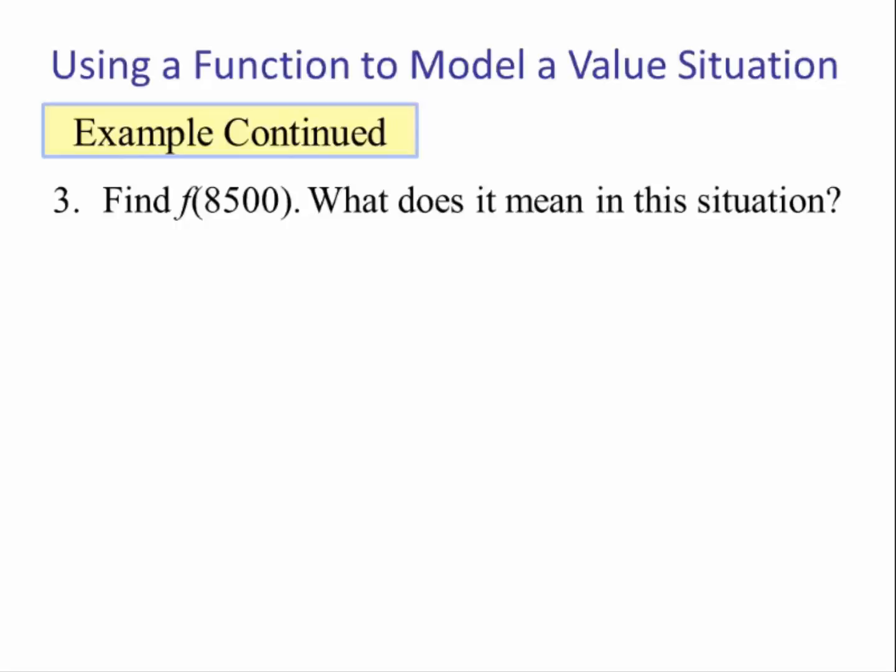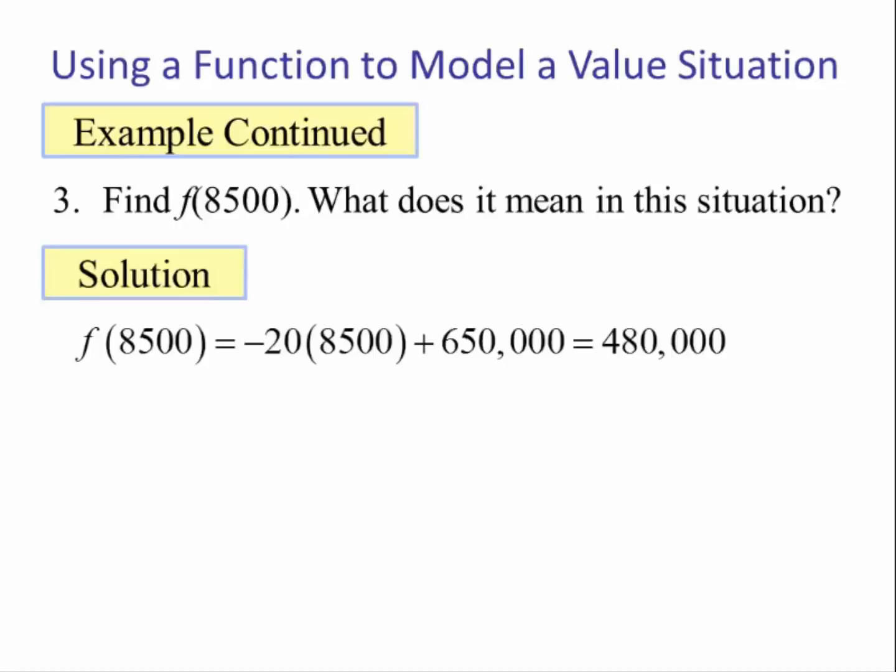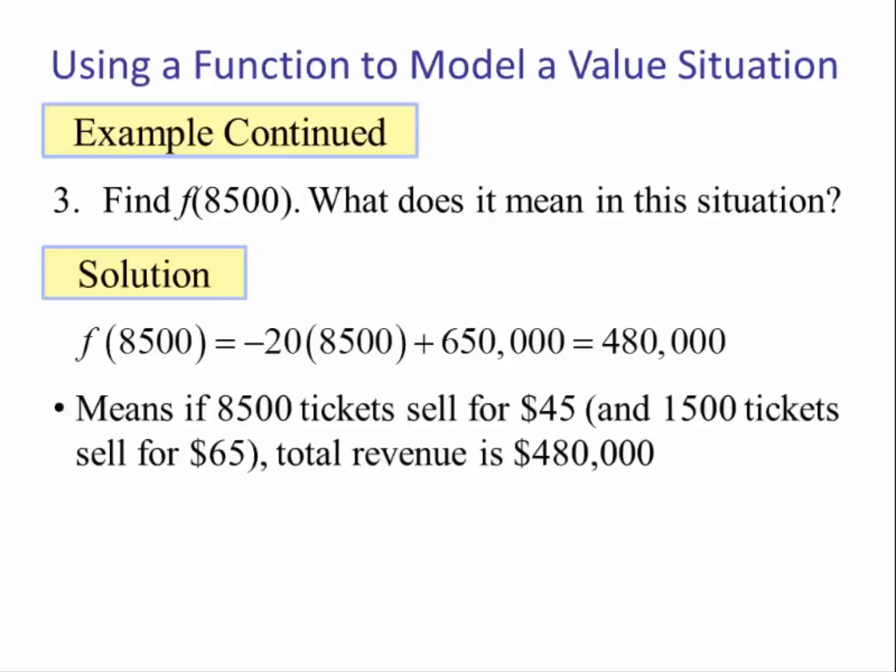So f of 8,500 means when x is 8,500, what is the revenue? Substituting 8,500 in for x, we have negative 20 times 8,500 plus 650,000, and we have 480,000. In terms of this problem, it means that if 8,500 tickets sell for $45, which means 1,500 tickets sell for $65, the total revenue will be $480,000.